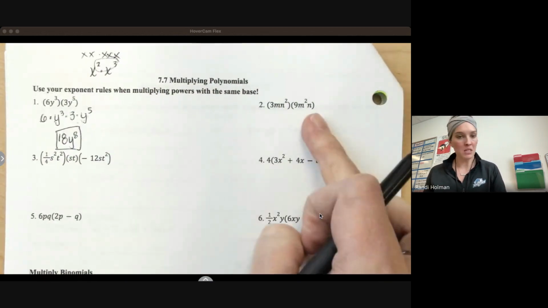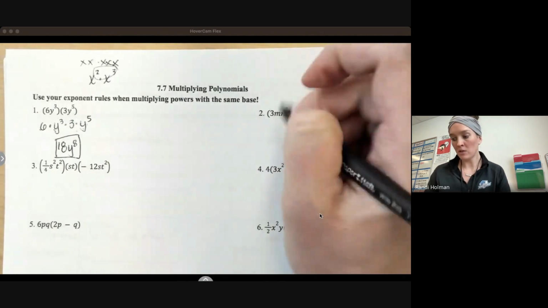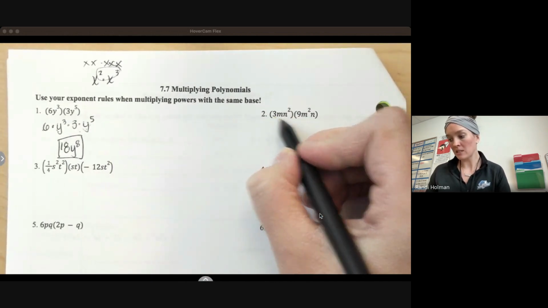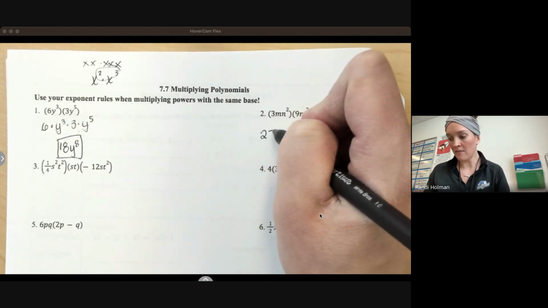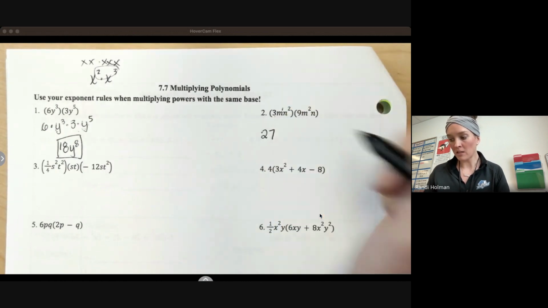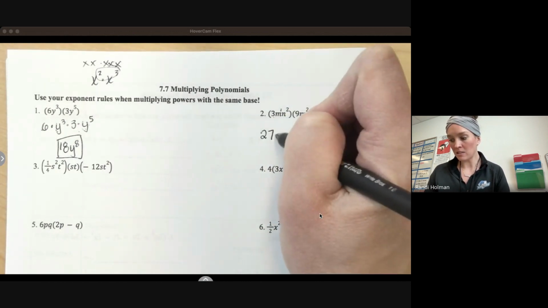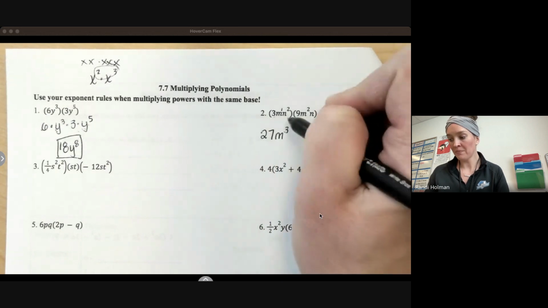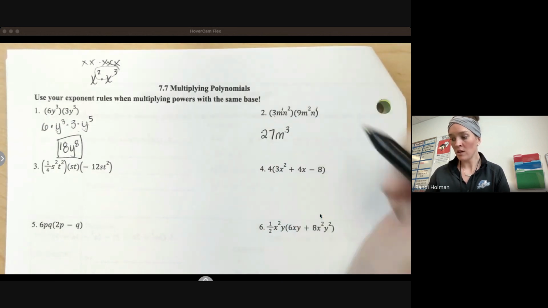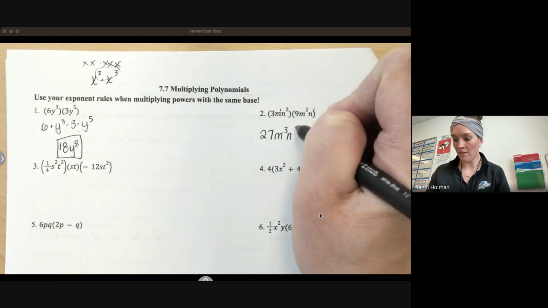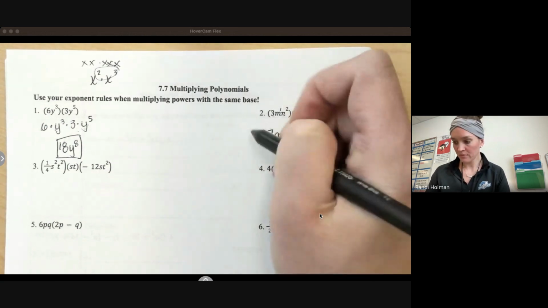So we're just combining the things that we can. Any monomial times monomial, those parentheses aren't doing anything. We can multiply the things we can. So 3 times 9 is 27. m, that's one factor of m. m to the second, that's 3 total factors of m. n squared, that's 2, plus another 1, 3 total factors of n.